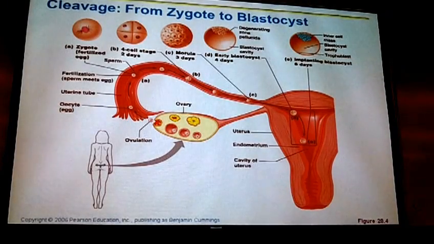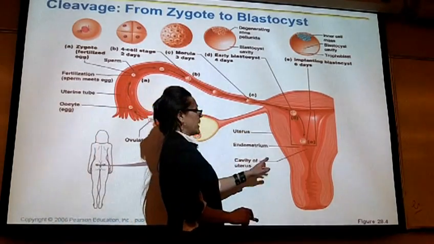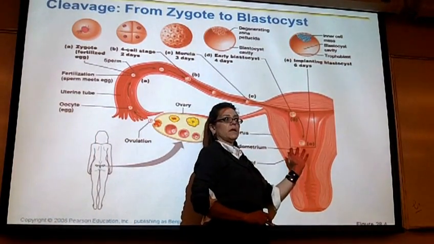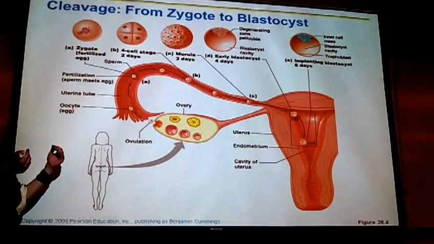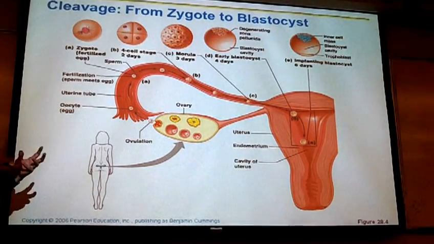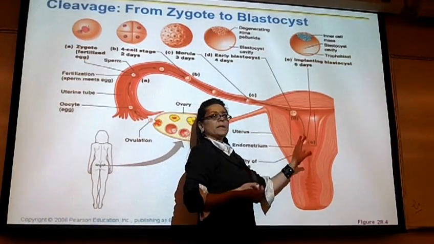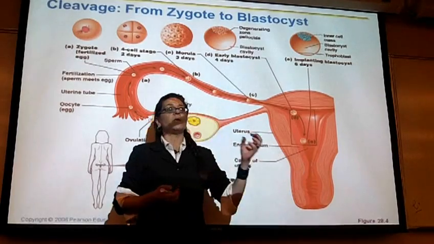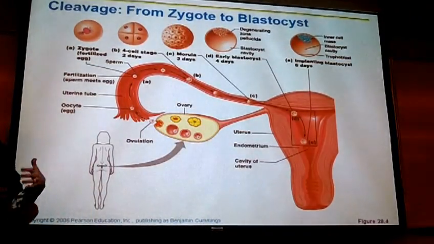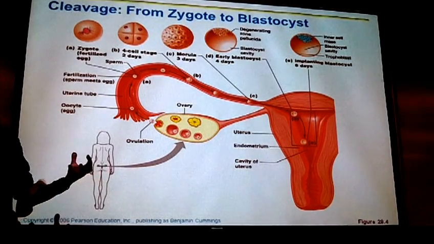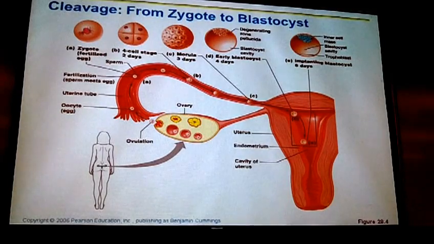Now, for that blastocyst to be able to implant into the uterus, we need to have a nice thick layer of endometrium here in the uterus. And that's why it's so important that the uterine cycle matches up with the ovarian cycle. So that when we undergo ovulation, the uterus is well on its way to preparing itself in case we do have fertilization, and about a week later, we potentially are going to have implantation occurring. So that process of cleavage is taking about a week or so.